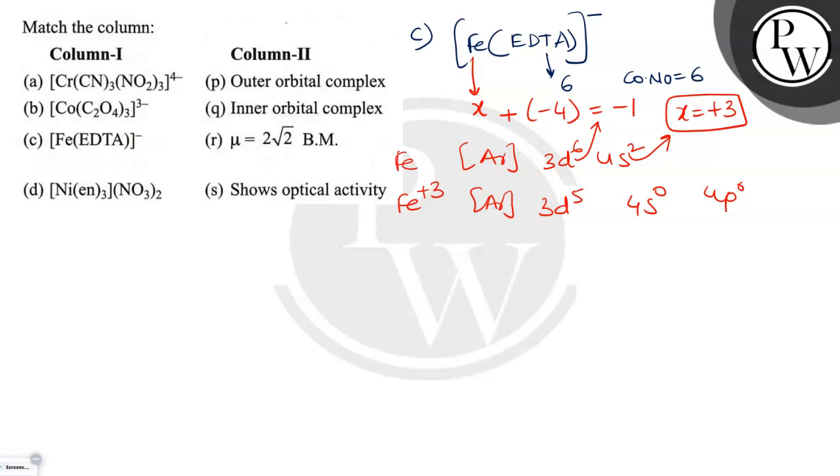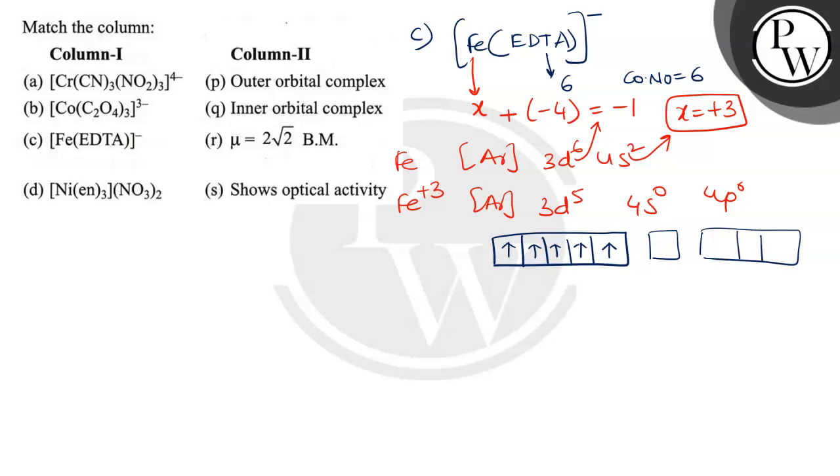So what will happen in the d orbital representation? The d orbitals have 5 electrons: 1, 2, 3, 4 and 5. And here is the s orbital and these are the p orbitals. See, coordination number 6 means it is an octahedral complex. For octahedral complexes, either sp3d2 or d2sp3 hybridization. So here inner d orbitals it requires 2.